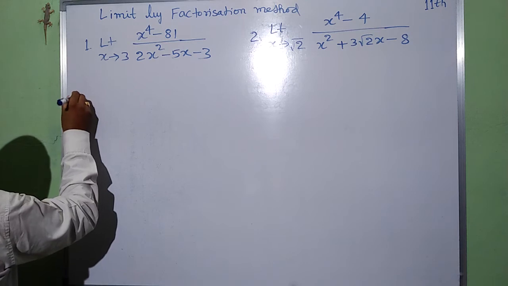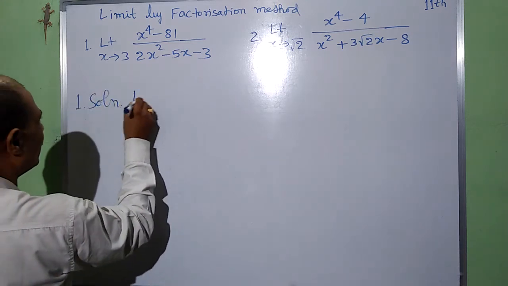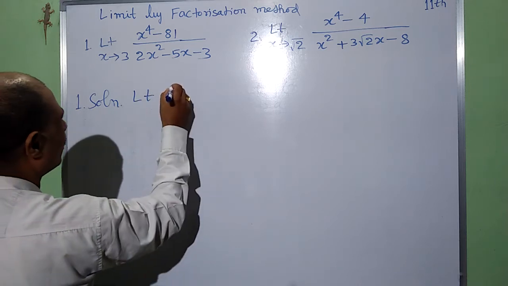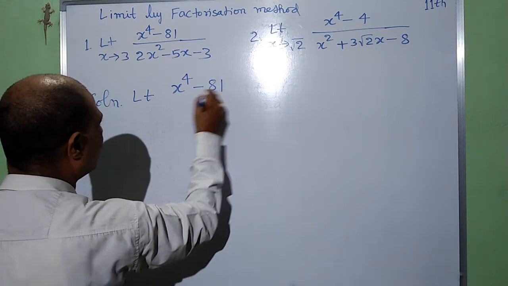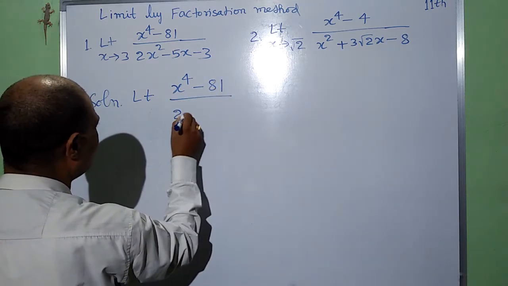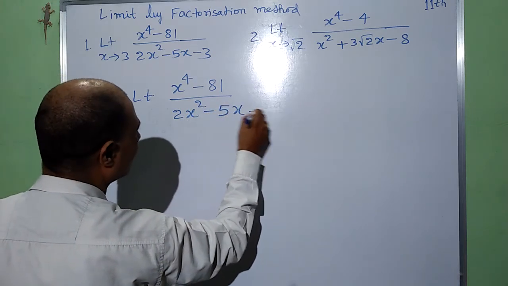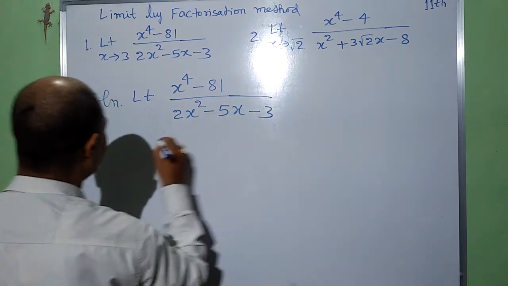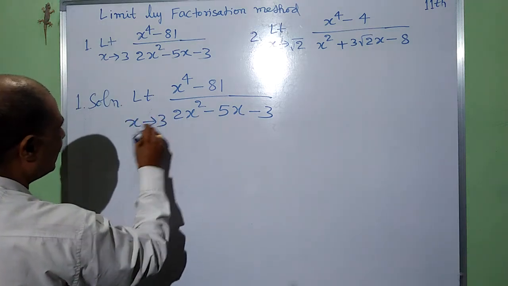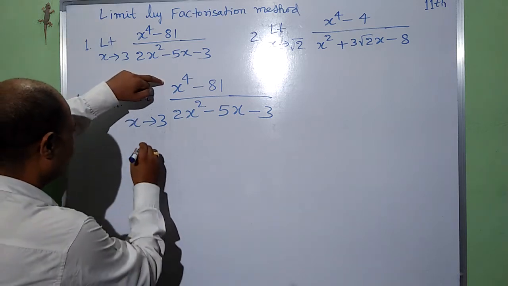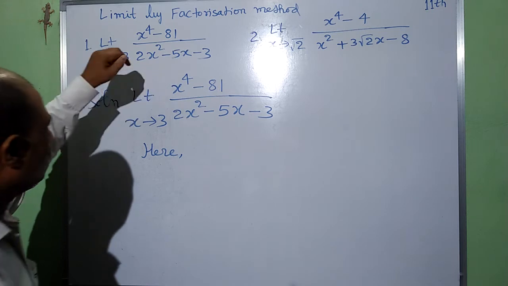Example 1. Solution. Limit of (x to the power 4 minus 81) by (2x square minus 5x minus 3) as x approaches 3. Here we have to check its form.